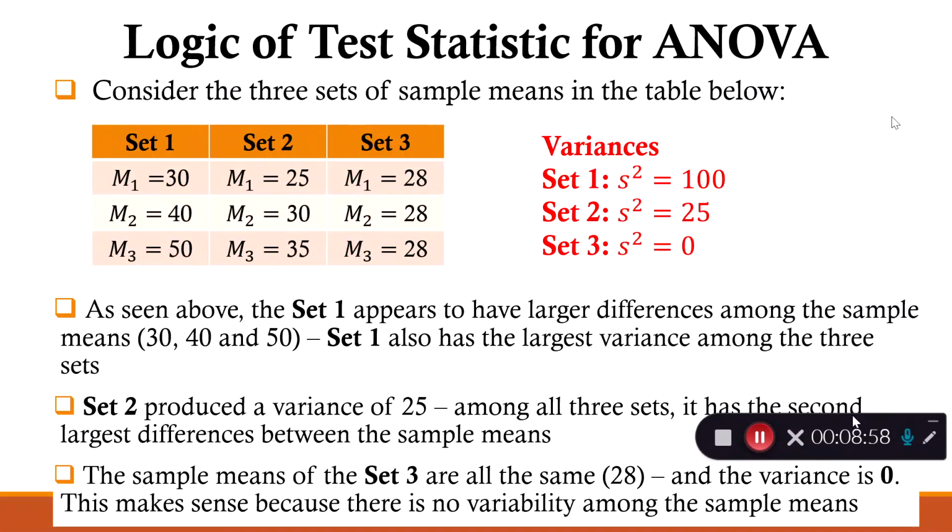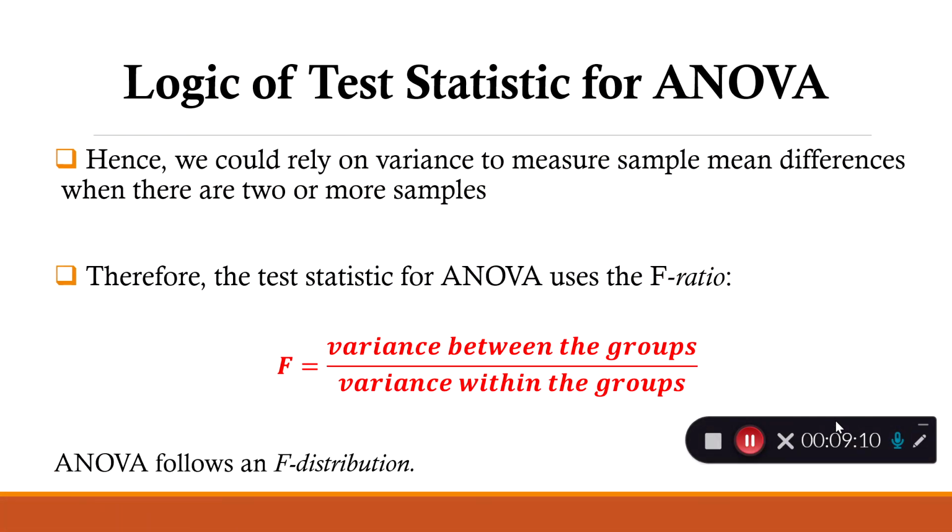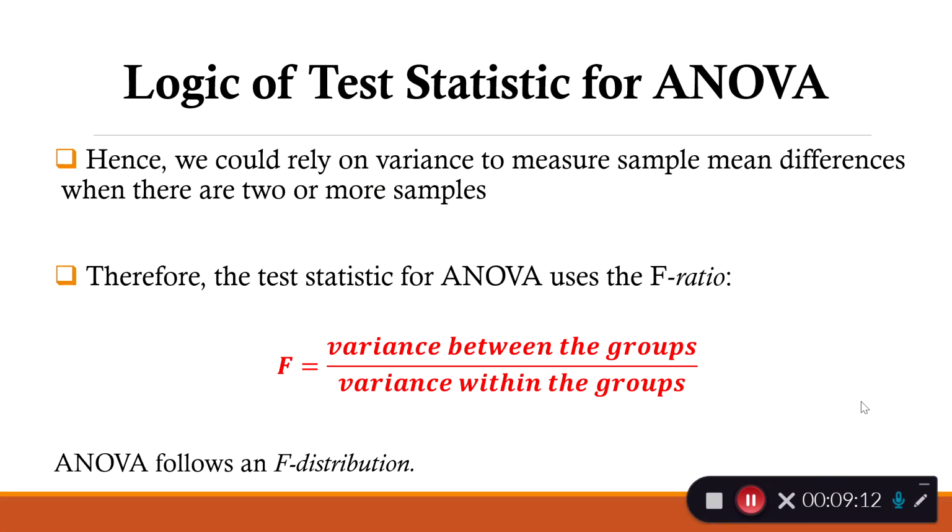So this is just to get you started thinking with variances. That's what we're going to use to find our mean differences for ANOVA. Okay. So what ANOVA does is rely on variance to measure the sample mean differences when there are two or more samples. ANOVA uses the F statistic. Like for the t-test, we use the t statistic, in ANOVA we'll be using something called the F statistic, or F ratio.